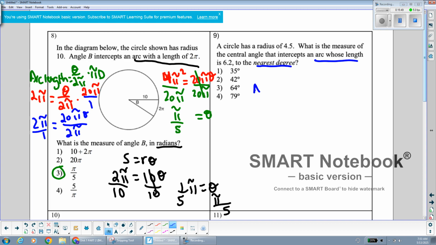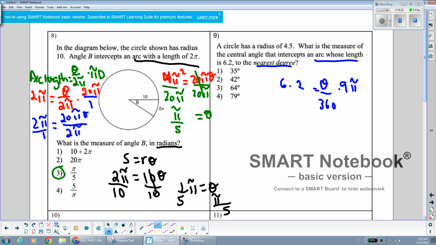So arc length, and I wrote it on the other side, so I'm not going to rewrite it, equals the angle, which I'm finding, and we're doing degrees, so 360, times the diameter. So the diameter would be the radius times 2. 4.5 times 2 is 9, so that would be 9 pi. And, oh, it tells us the arc length. I'm like, we have to know what the arc length is here because we can't have two unknowns. The arc length is 6.2.